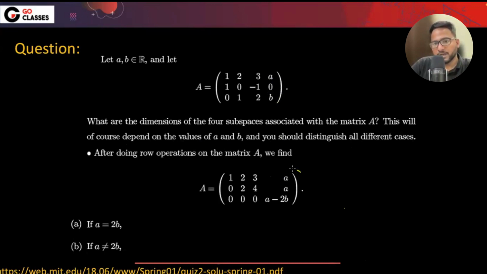So you are getting something like this. Now they are saying, what if A equals 2B? Then what are the dimensions of all the spaces? If A is not equal to 2B, then what are the dimensions of all the spaces? And A minus 2B is there. Now, if A equals 2B, then what is the dimension of all the spaces? If A is not equal to 2B, then what is the dimension of all the spaces?